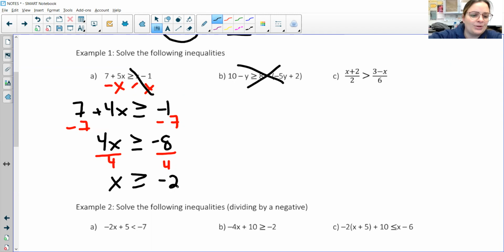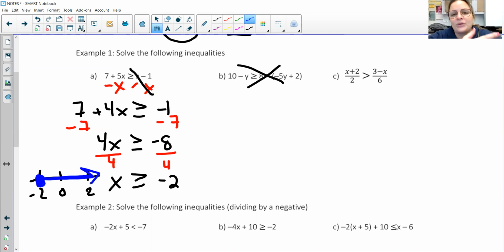If I were to put this on a number line, we have a 0, a negative 2, and a positive 2 over here. Because x can be equal to negative 2, it is included in our solution. So we will do a solid point, and then everything greater than this point is also a possible solution. That's how we would represent it on a number line. All right, pause the video here and try C.